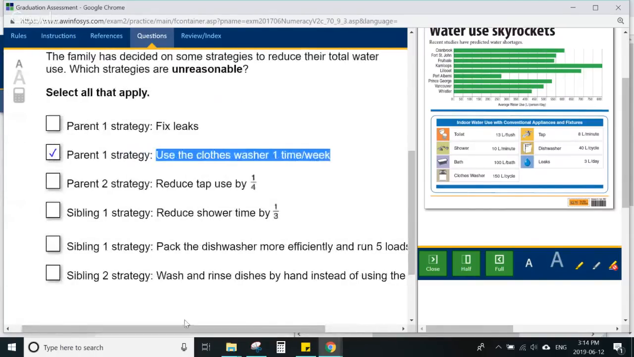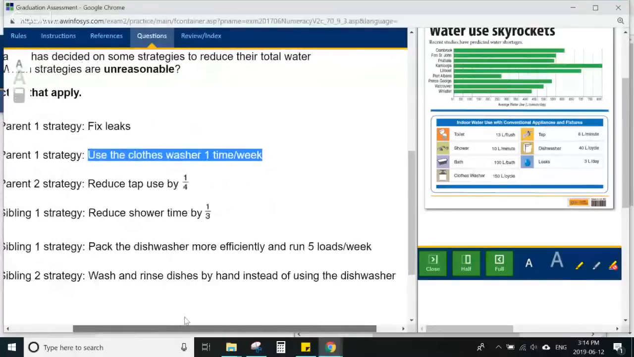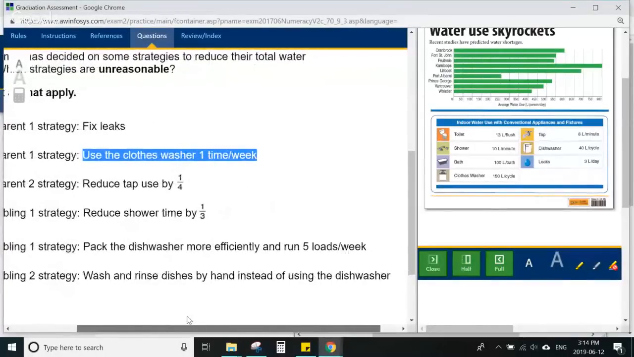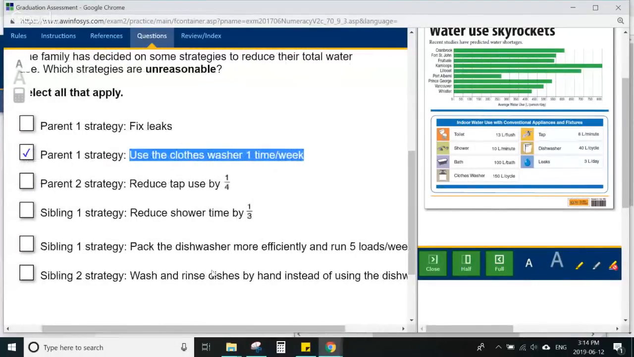Okay, depending on your family size, maybe if you're just a family of 2, that might be reasonable or not. And the last one, wash and rinse dishes by hand instead of using a dishwasher. Okay, maybe you felt that was reasonable or not. Interestingly, the answer key here allows you to pick both B and F.